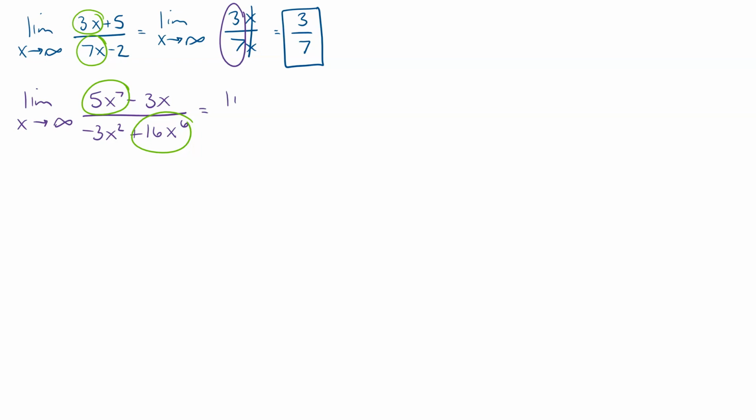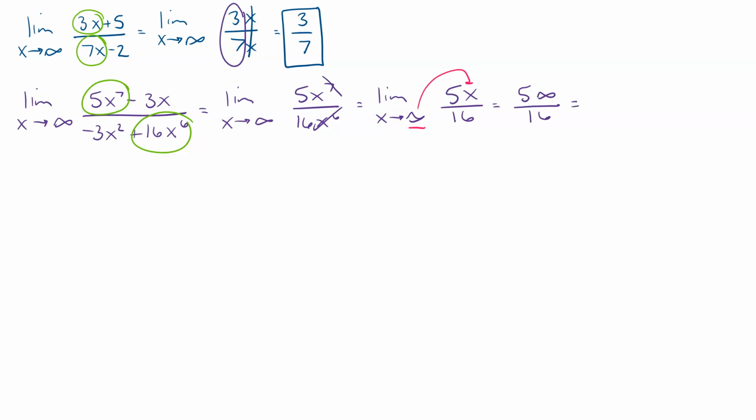And so what we have is the limit as x goes to infinity of 5x^7 over 16x^6. Reduce the fraction. That gives us the limit as x goes to infinity of 5x over 16. We can go ahead and plug in the infinity, and we get 5 infinity over 16, which is 5/16 of infinity. But if we're going forever and ever, does multiplying by 5/16 really matter? No, we're still approaching infinity. Try this one.